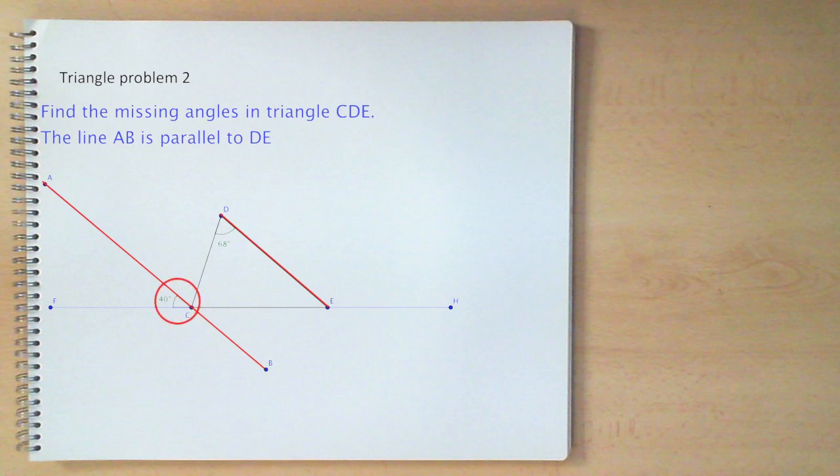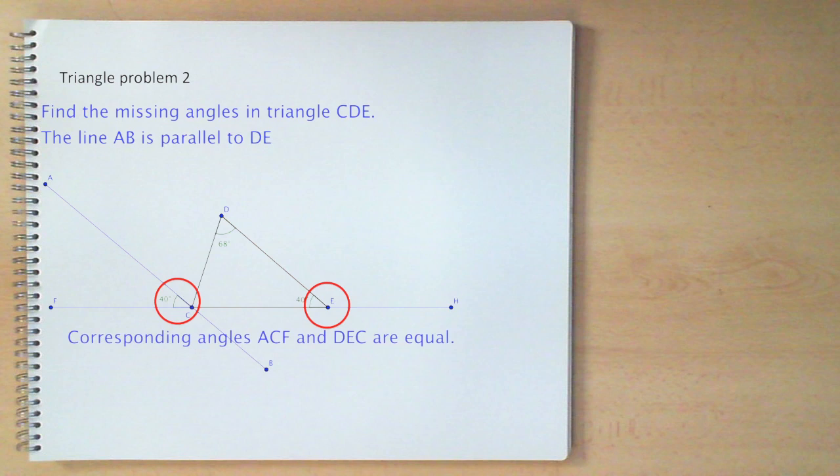If these two lines are parallel, then the angles at C and E are corresponding angles, and so they're equal. So the angle E is 40 degrees. So that's using one of the simple parallel line facts we looked at earlier.